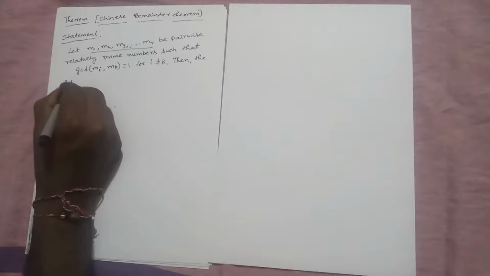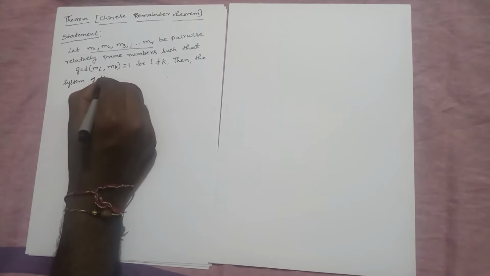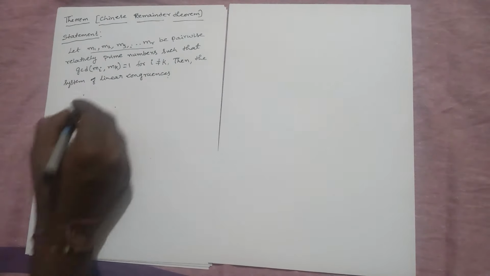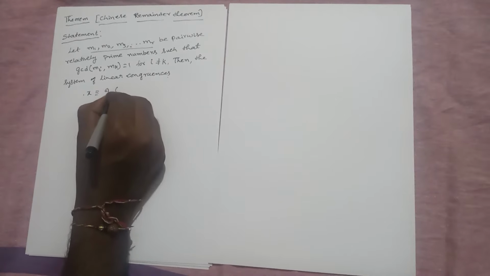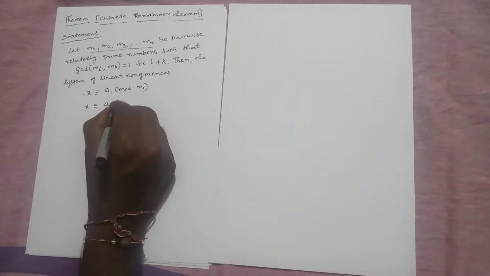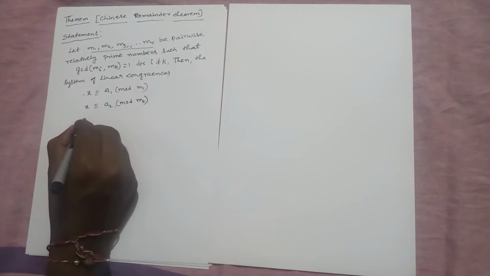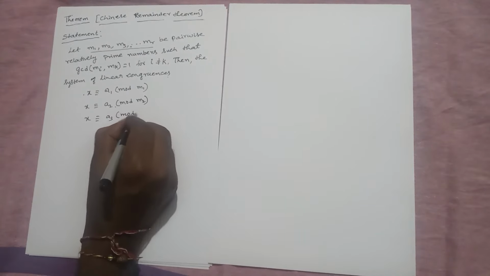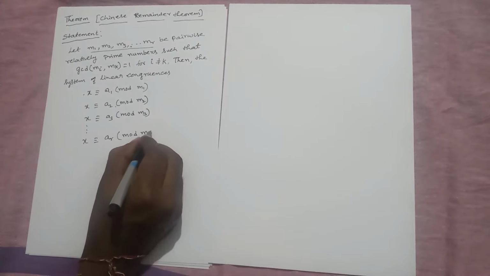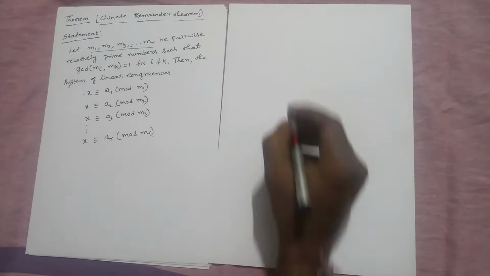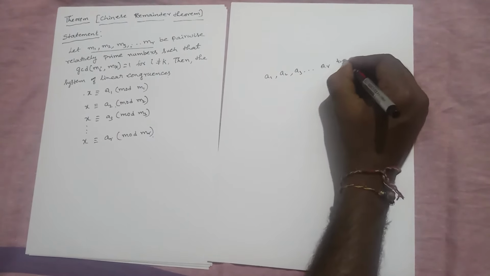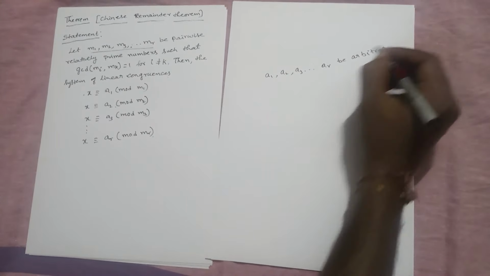the system of linear congruences x is congruent to a1 mod m1, x is congruent to a2 mod m2, x is congruent to a3 mod m3, and so on, x is congruent to ar mod mr, where a1, a2, a3 up to ar are arbitrary integers.